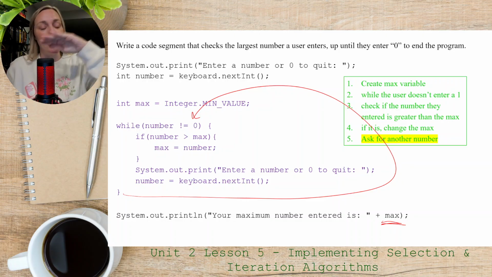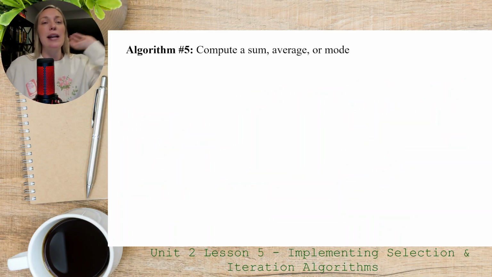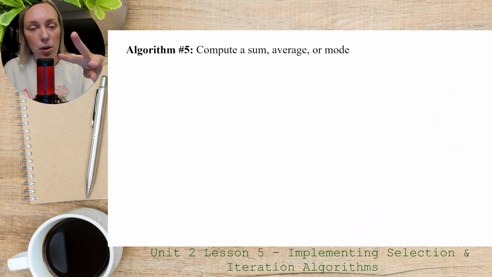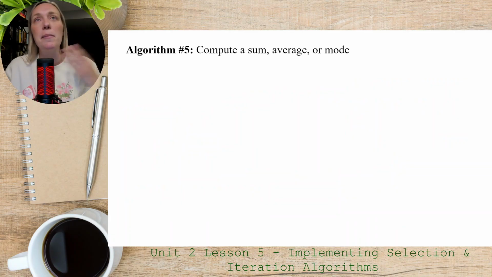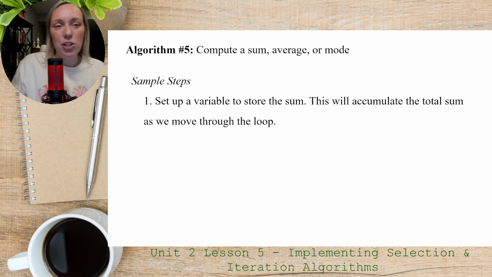Algorithm number 4, done. We have one algorithm left. Algorithm 5, compute a sum, average, or a mode. Now the mode can apply to user entered numbers like we just did, or it can apply to a list too. We're going to talk about computing an average or a sum, I forget. I think we are computing an average here.